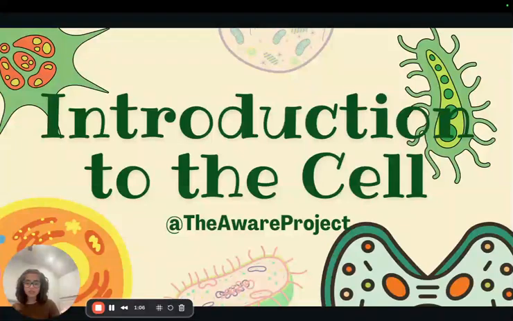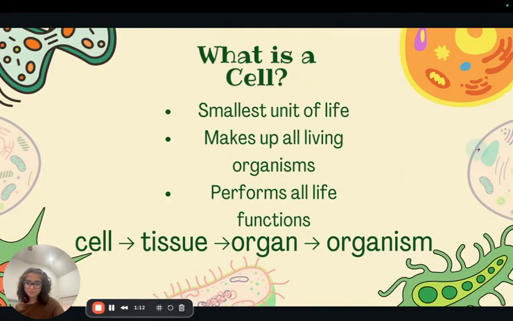So let's start. So obviously, this is the introduction to the cell. Pretty straightforward by the title, if you can't tell. So first, before even talking about what's in a cell, we have to talk about what is a cell. A cell is essentially the smallest unit of life, and it makes up all living organisms. So if you see your dog, your cat, yourself, you are made up of cells. Not just 100, a bunch of cells. No, it's not just like one, two, three. It's everywhere. They perform all life functions.